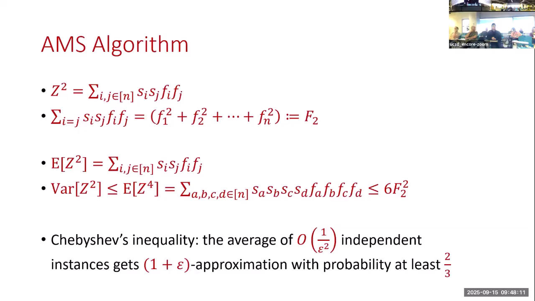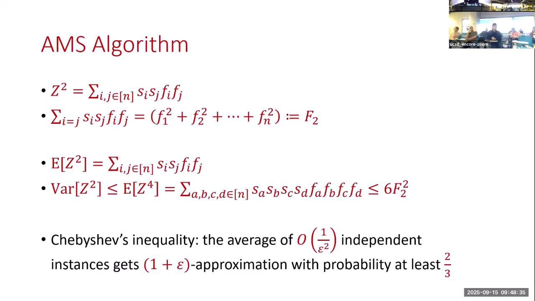Okay, then it turns out that when we look at the expectation, because again they're random signs, when we have cross products, each Si Sj has expectation 0. You're taking the product of two random signs, so that's going to be 0. And so we can show that the expected value of Z squared is exactly F2.